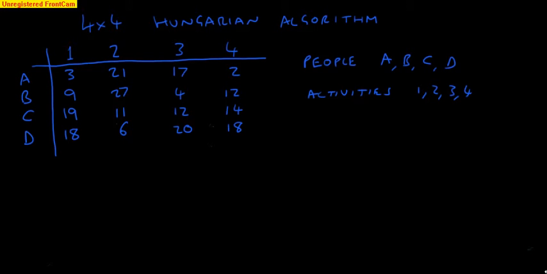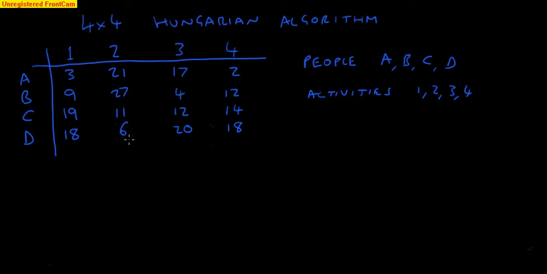I'm going to do a question involving the Hungarian algorithm and a 4x4 matrix. So here we go. First thing we do when we've got these matrices, let's just work out what it means. We've got A, B, C, D, and these represent four different people. And then 1, 2, 3, 4 at the top represents 4 different activities. And the numbers in this case represent the hours that these individuals take to do it.